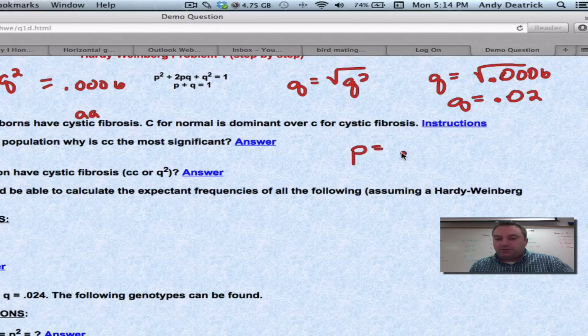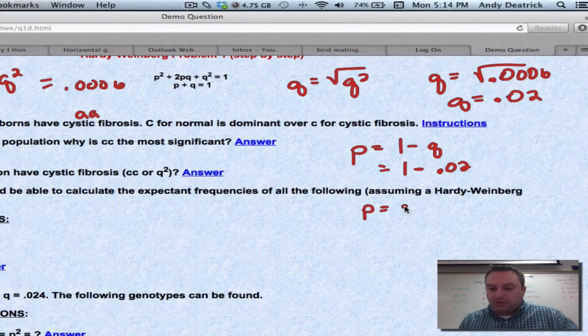P is equal to 1 minus Q. So in this case, that would be 1 minus 0.02. So therefore, P is equal to 0.98. I'm going to use a calculator for this because I'm a knucklehead. You blame calculators on that one, all right? Which makes sense, right? Very few people in the United States. That's a very low percentage. It's 0.0006. It's way less than 1%. So we would expect the frequency of this allele to be really, really small, and therefore the frequency of the dominant allele to be very, very high.